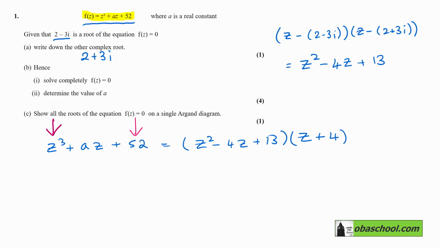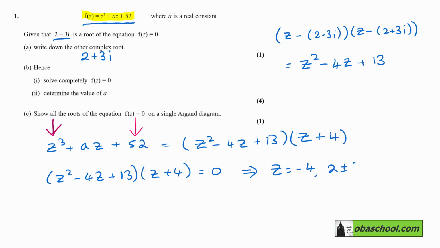So if we're now solving that equal to 0, so we have z squared minus 4z plus 13, z plus 4, is equal to 0, that tells us z is equal to negative 4. And of course we knew the 2 plus or minus 3i. So we've done B part 1, and now we want to determine the value of a.